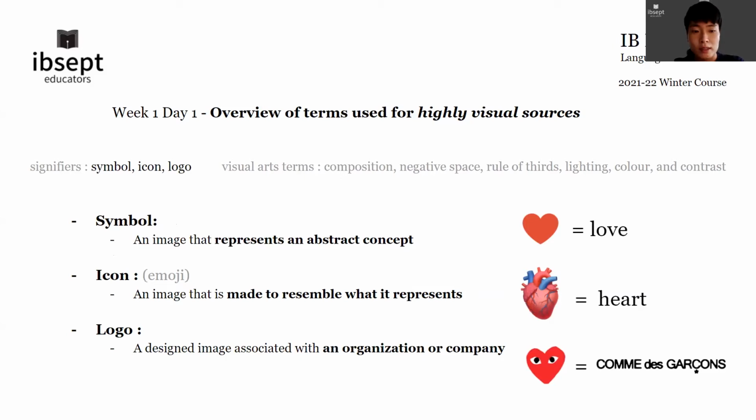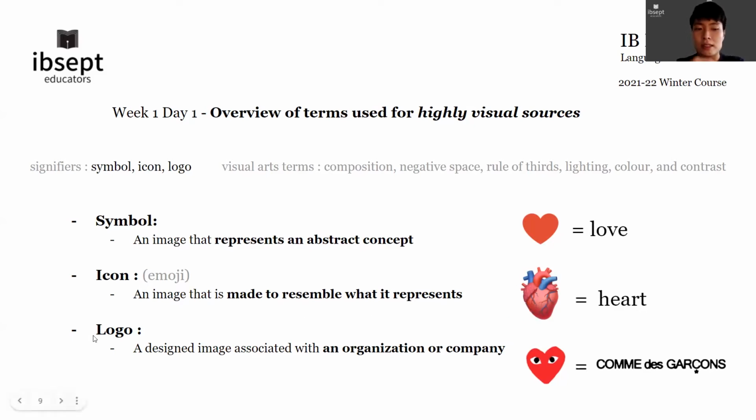First of all, a symbol is an image that represents an abstract concept. We are all familiar with the heart acting as a symbol for love. Whereas an icon, we can also call them emojis now, but emojis being a form of an icon. Icons are images that are made to resemble what it is representing. So whereas a symbol is something that's based on the abstract concept, love actually doesn't look like anything, but we associate it with the heart. Whereas if you want to make an icon of a heart, you might make it seem like an actual heart.